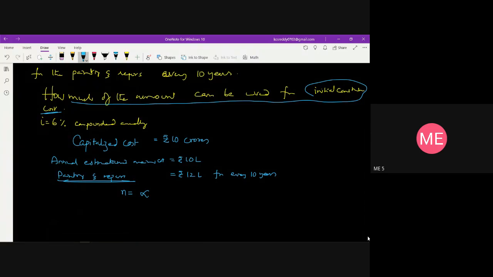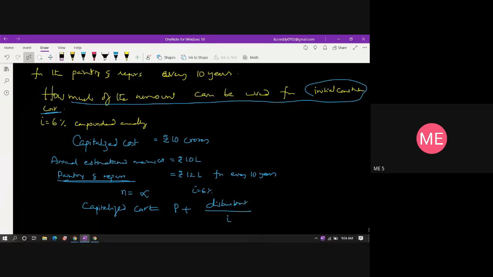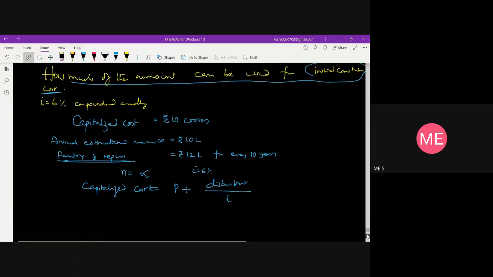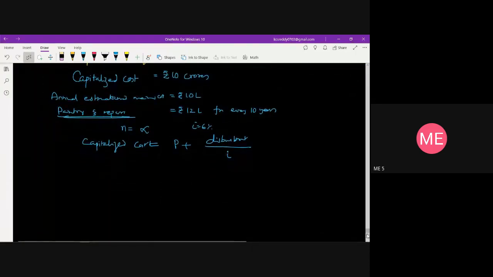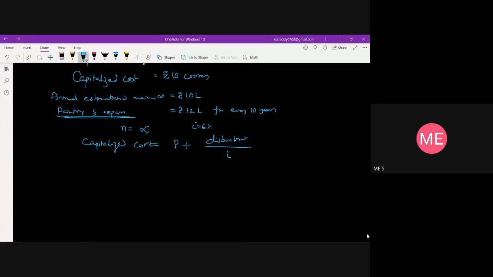Now we have the equation: capitalized cost is equal to P plus disbursement or expenditure divided by I, with I equal to 6%. From this we can write P is equal to capitalized cost minus disbursement by I.